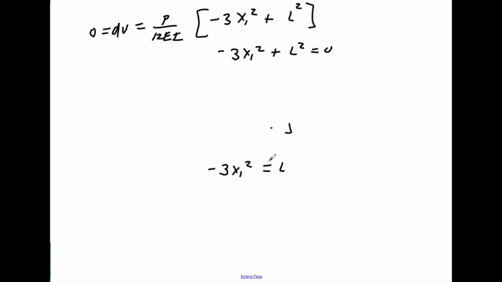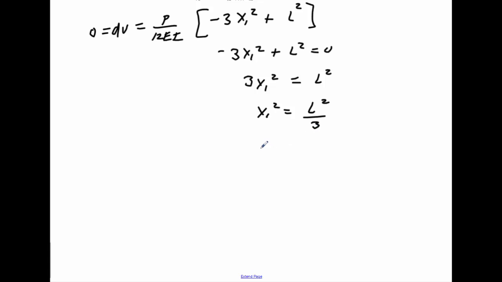Scroll down. Oops, this is from earlier. I'm going to get rid of this. We're going to solve for this problem right here. Move the L squared over the other side. We'll drop our negatives. That gives me 3x1 squared is equal to L squared. I divide it by 3. X1 squared is equal to L squared over 3. We take the square root, and then x1 is going to equal to L over the square root of 3, or the square root of 3 times L over 3. Either one of those is going to be fine.